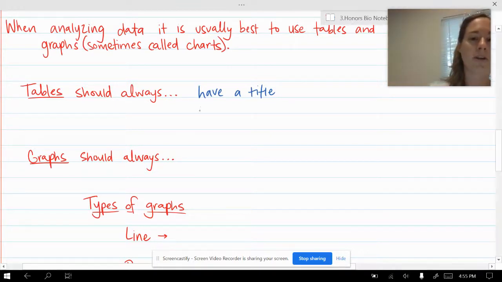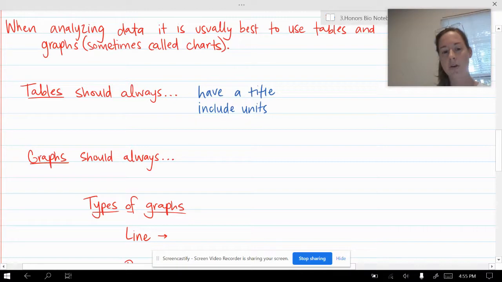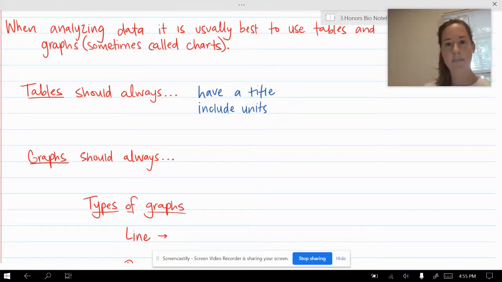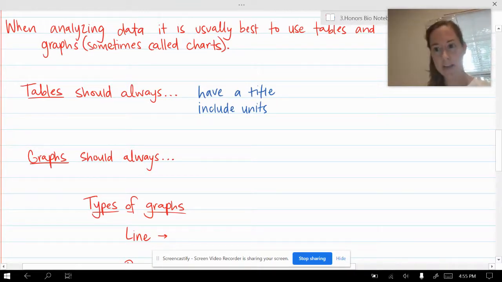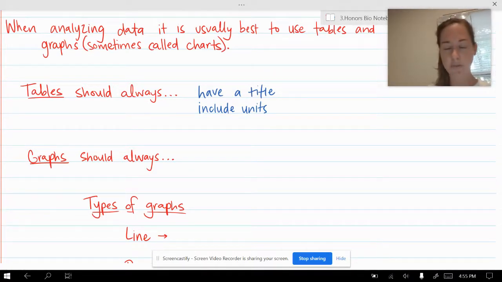And then you also want to make sure that you include units. So make sure you're telling us, what are we looking at here? If it just says temperature, we don't know what the unit was. So we don't know if it's Celsius, Fahrenheit, Kelvin. Same thing with length. We don't know if we're talking about miles or if we're talking about centimeters. So it's really important to make sure that you include the units in the title of your different columns, which I'll show you one in a second.